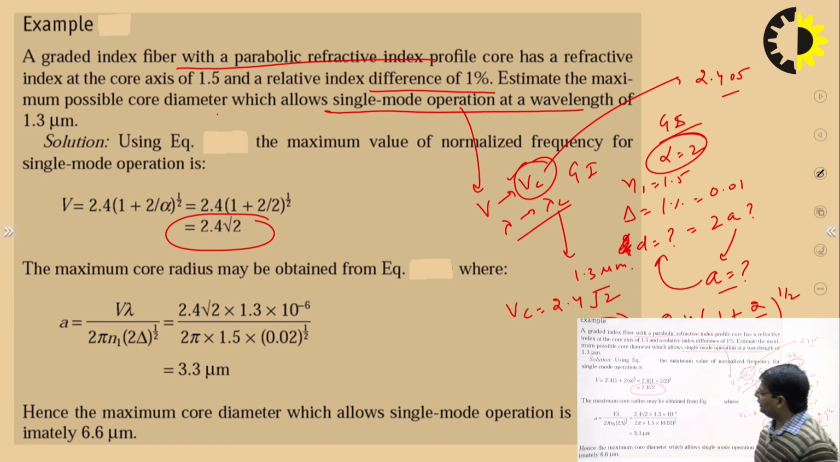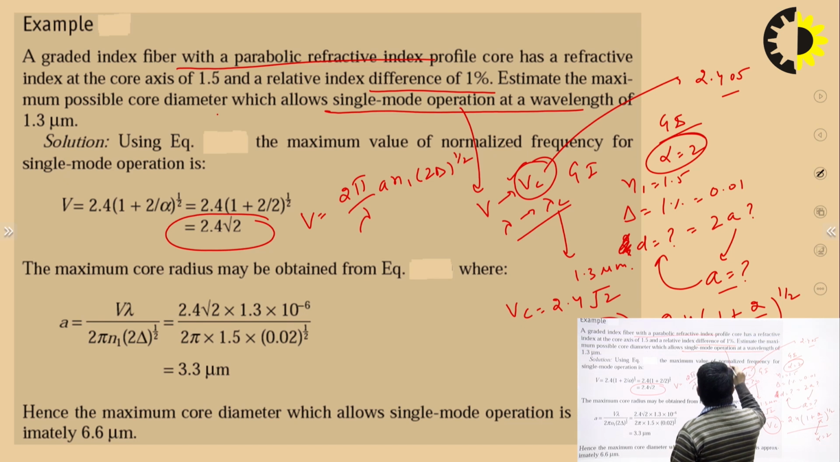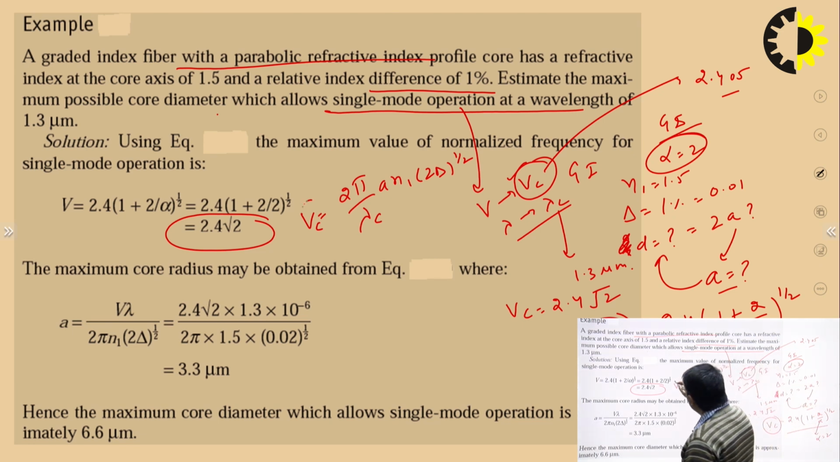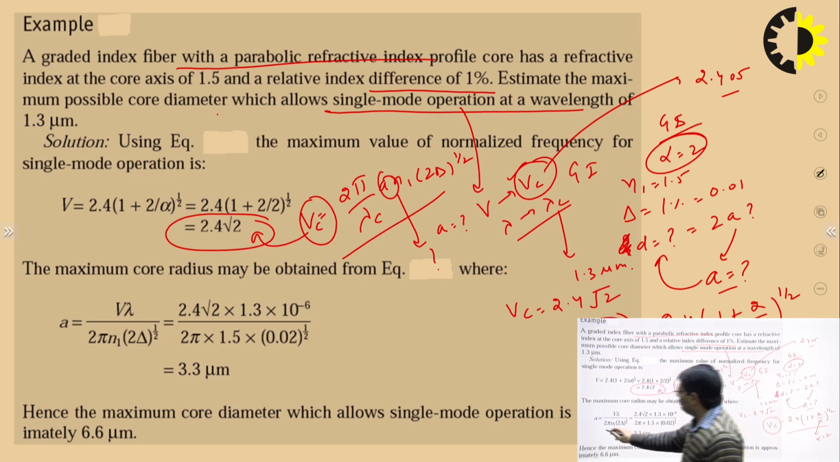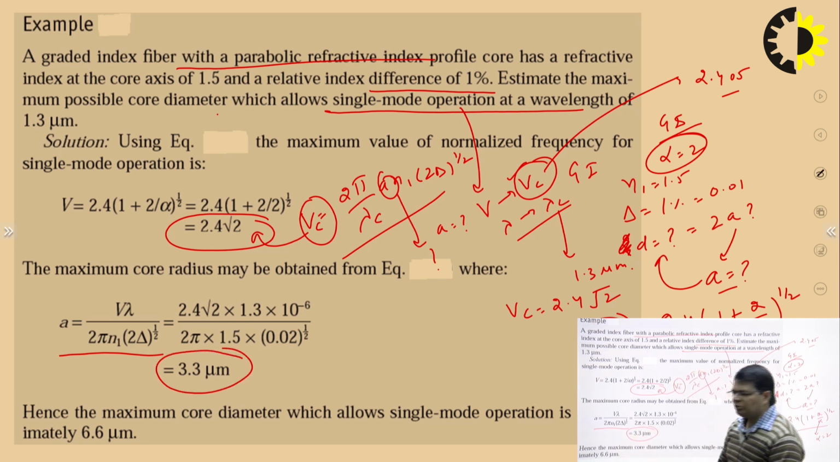Then simply we have to calculate a. So we will use the formula V equal to 2 pi by lambda a n1 into 2 delta power 1 by 2. Here when lambda becomes lambda c, V becomes Vc. So in this formula, we will use Vc as calculated, and putting in all other parameters, we can calculate the value of a. So using this formula, we can compute the radius of the optical fiber core. By putting these given values, we get the radius of the optical fiber core as 3.3 micrometer for the case of single mode operation.